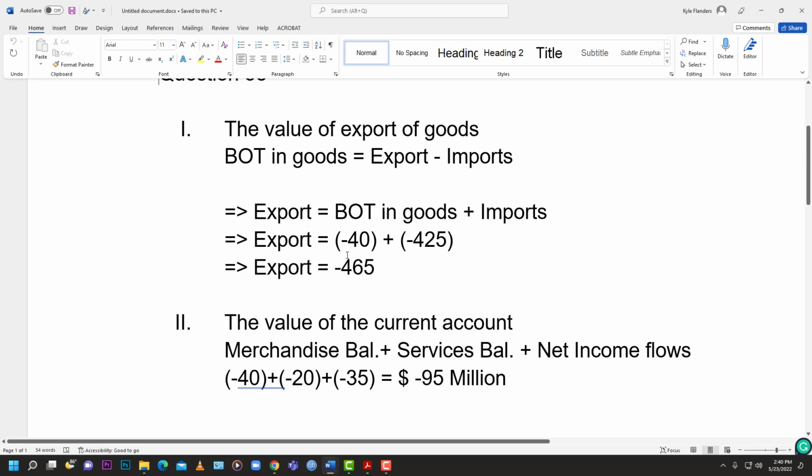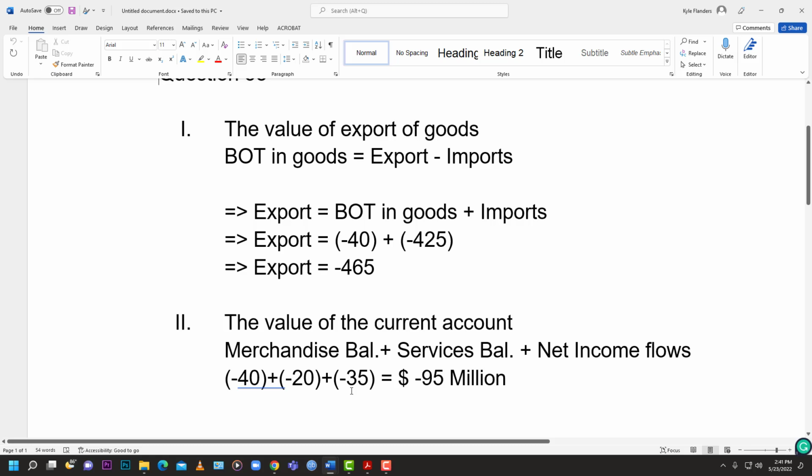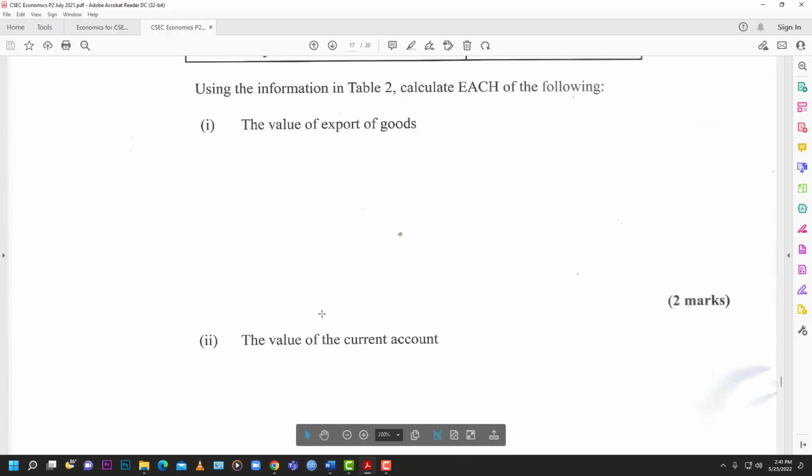So exports equal negative 40, put in a bracket there, plus negative 425. And the answer here is negative 465. So that's the answer for E1. We're asking for the value of the export of goods, and so that's negative 465. Clearly it's going to be a smaller number than the imports.